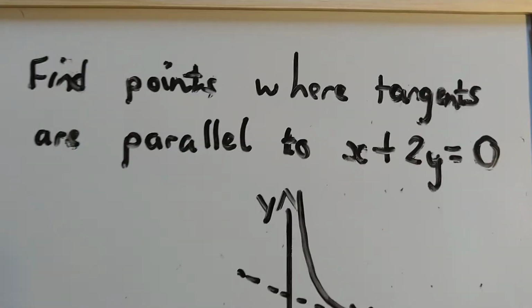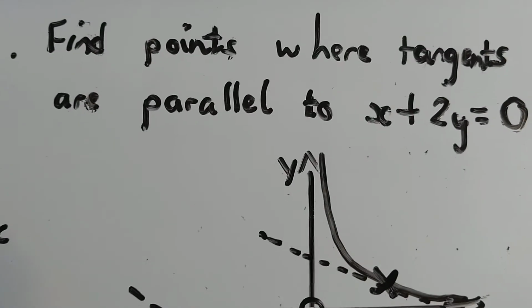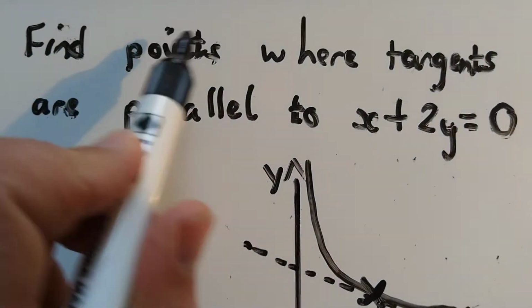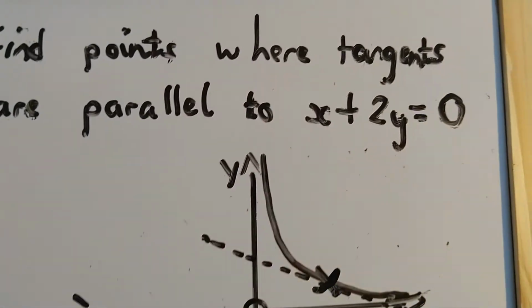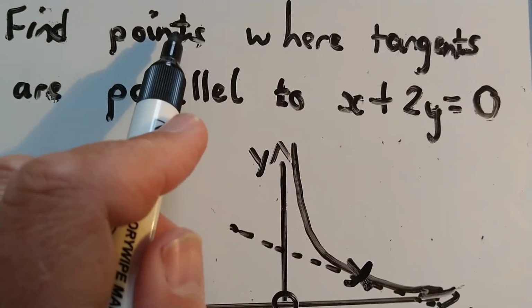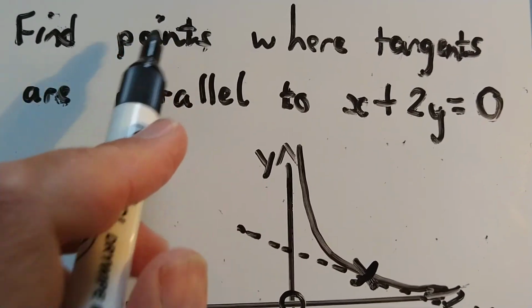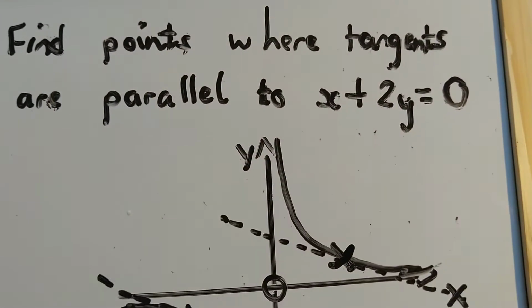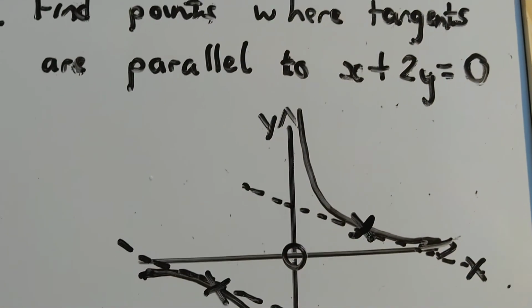The question, check you've done the original question. We've solved the x values, but we're not finished. Find the points where the tangents are parallel to x plus 2y equals 0. That's why the question said find the points, because there was more than one answer. But finding the points have two coordinates, so we're not finished yet.